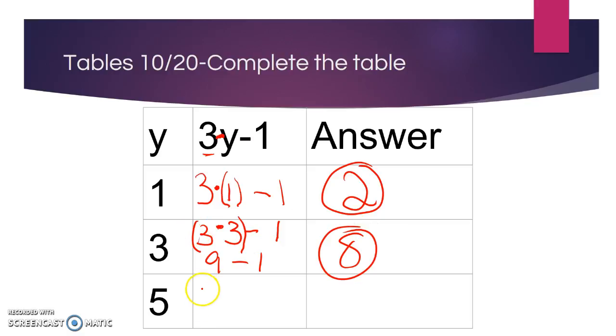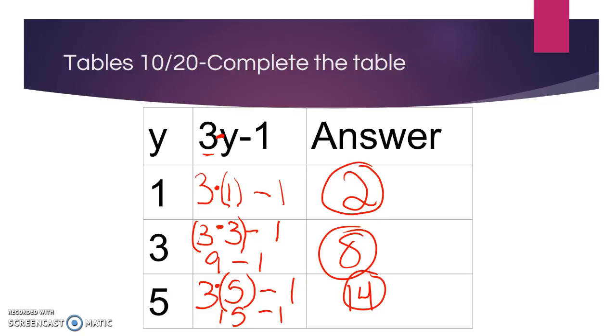Okay, same thing here. We got 3. We're going to multiply it by 5. Remember, when they're right next to each other, that just means multiplication. And we're going to subtract 1 again. So now we've got 15 minus 1. We've got 14 as your answer. And that's as easy as it gets.